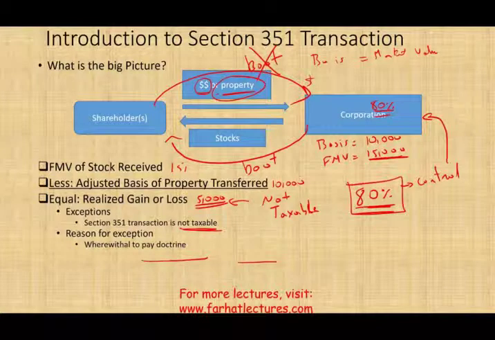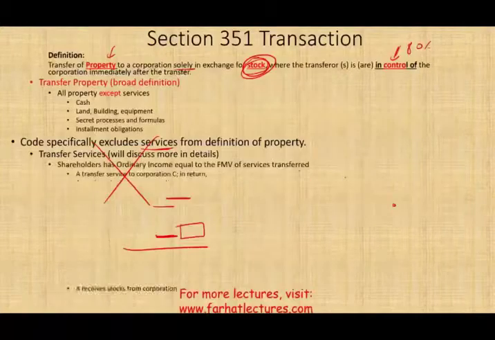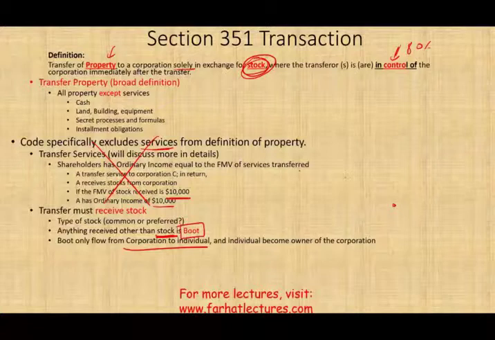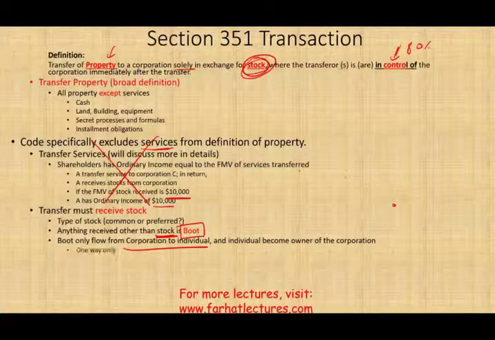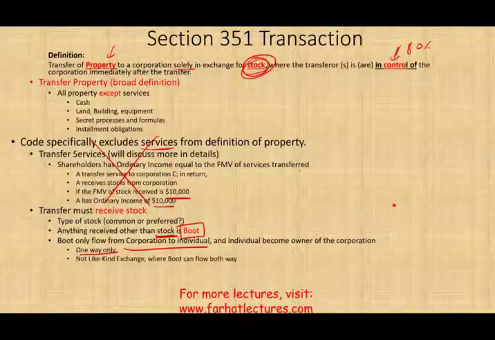The boot for Section 351 is a one-way transaction from the corporation back to the shareholder. So it's only one way. The boot is considered one way. So make sure you understand this. And hopefully you do understand this because you're going to be transferring property. You cannot call that transfer a boot. Okay, so it's only one way only. It's not like kind exchange where the boot can flow in either way.